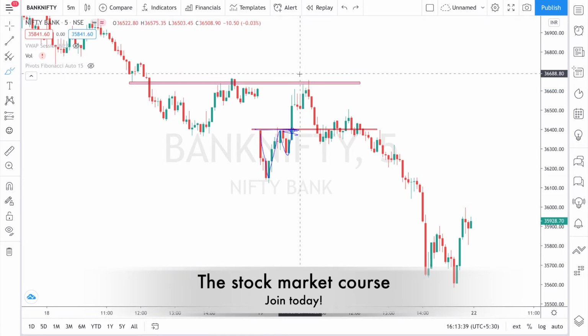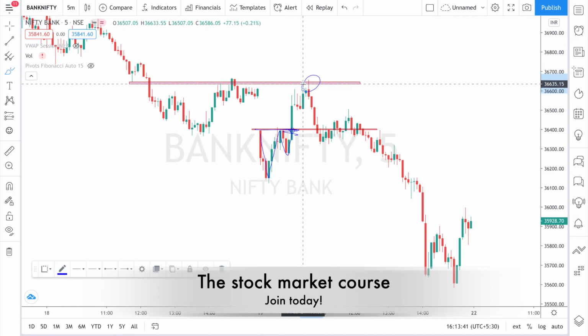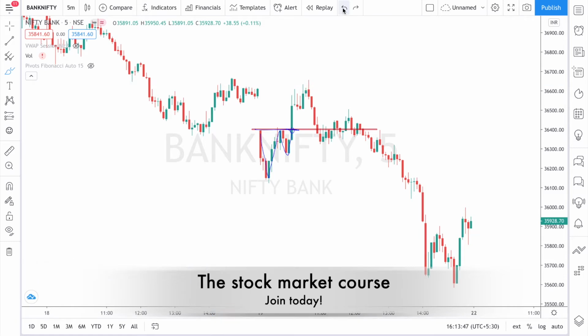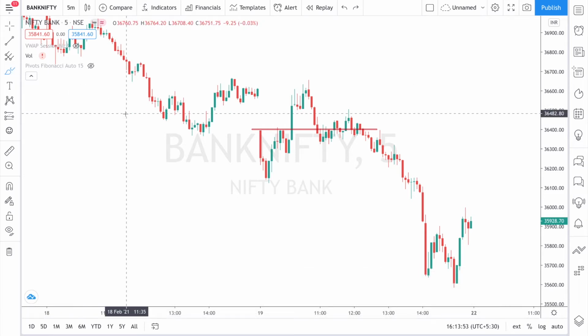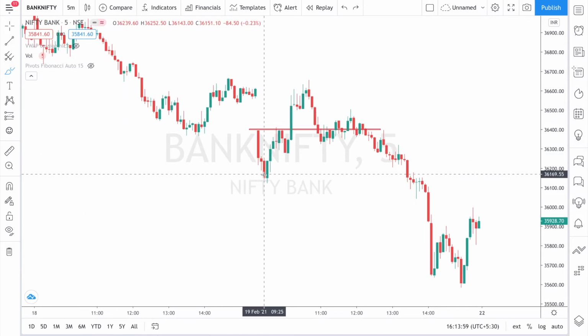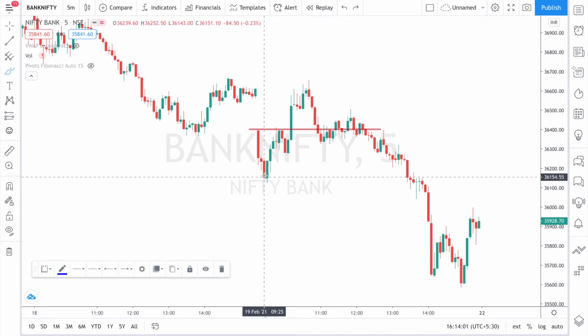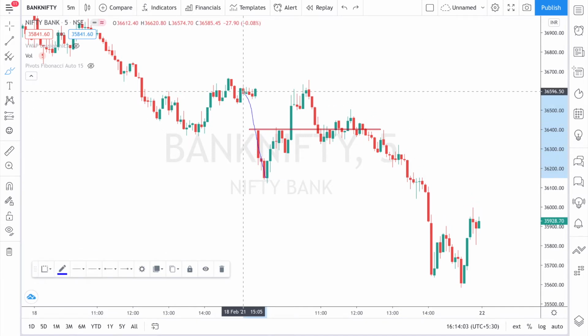And you can clearly see that from that level, which was the previous closing level, Bank Nifty fell. Now how to identify that this is the resistance? If you haven't seen my video on support and resistance, you can go and watch that video, you will understand.